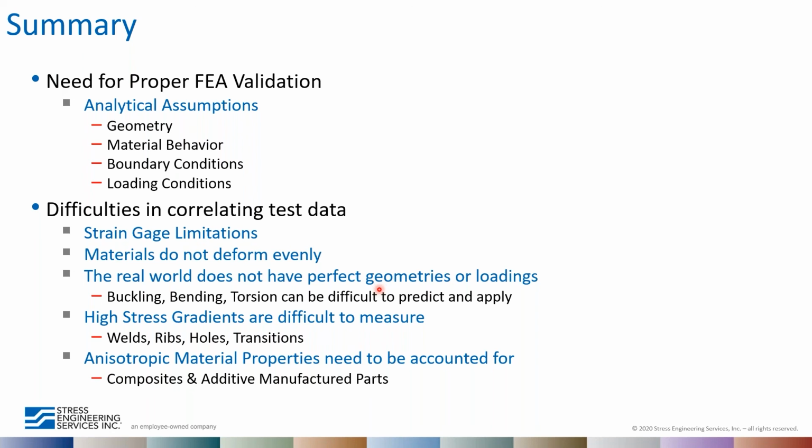And, you know, the real world does not have perfect geometries or loadings, and buckling loads, bending, torsion can be difficult to predict and also difficult to apply in laboratory conditions. High stress gradients are difficult to measure, and these high stress gradients are a result of actual real world features like welds and ribs, holes and transitions that are a part of pretty much every component that's out there. And anisotropic material properties need to be accounted for.